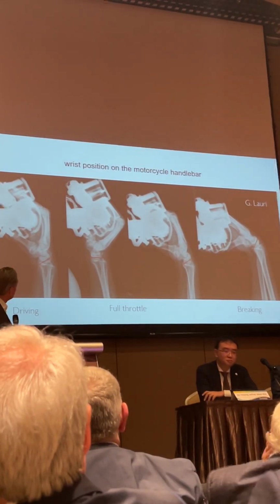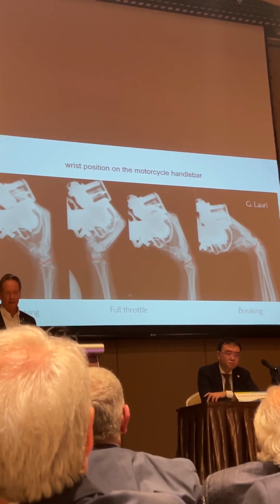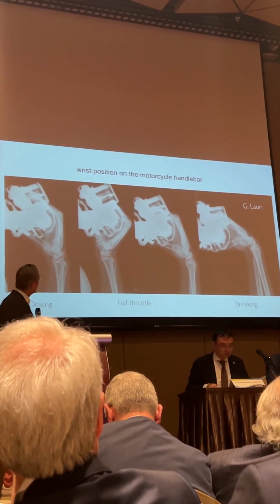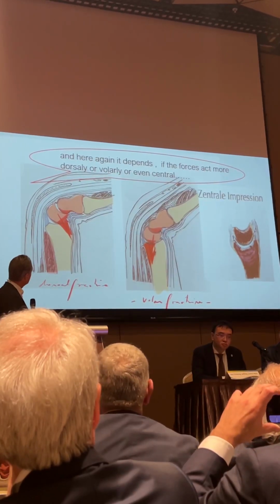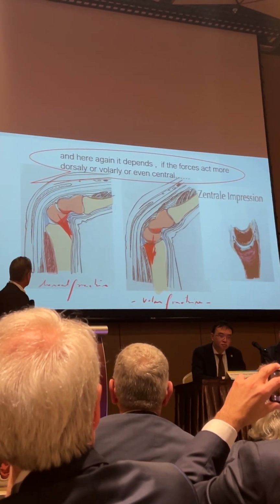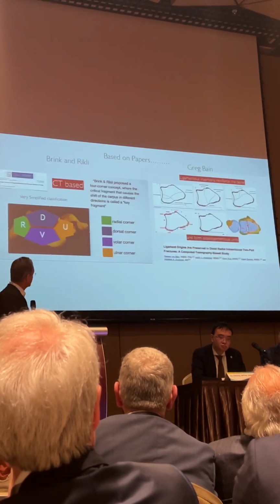And you see here the wrist position on the motorcycle handlebar, and in an accident you see here different positions of the lunate. And you can see here again, it depends. If the forces act more dorsally or volarly or even central, you get dorsal fractures, volar fractures, or central depressions.